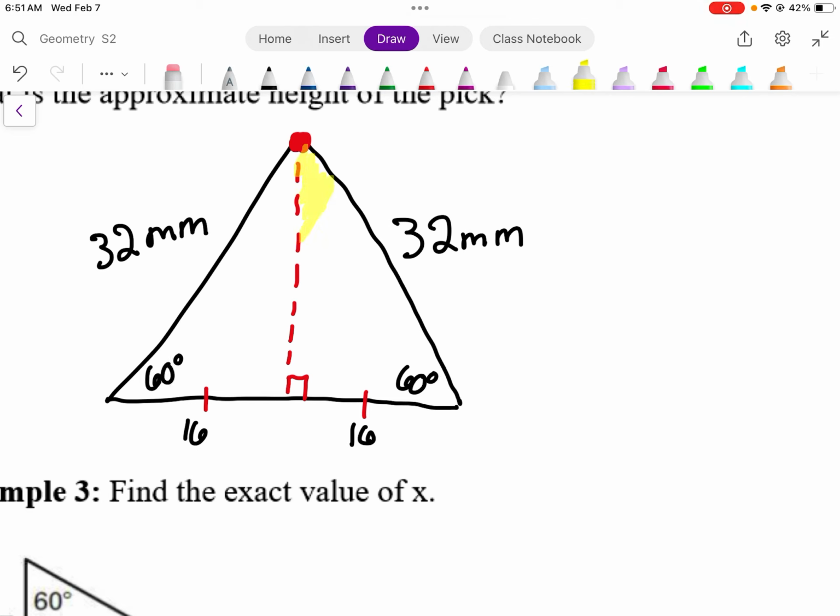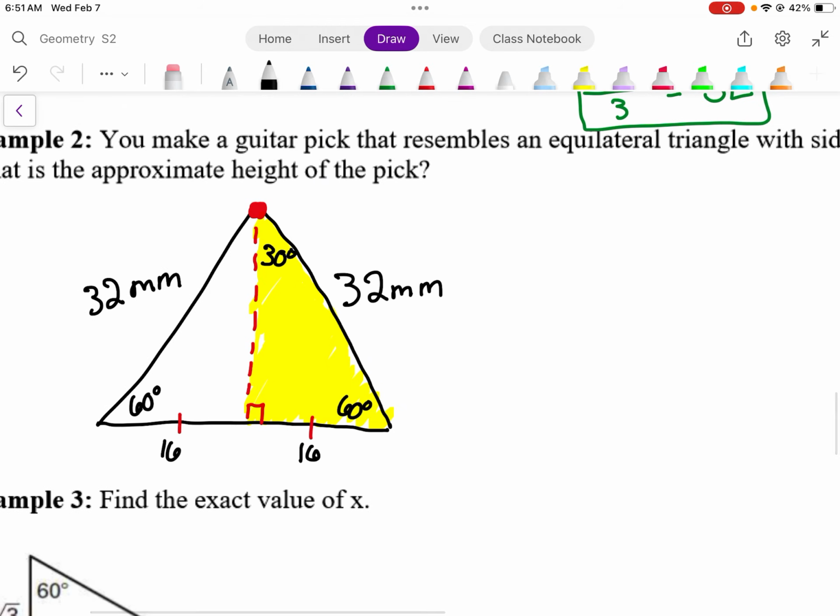And when we drew that altitude, we made two smaller triangles. And if we look at just one of those, we'll notice that it is going to have an angle that is 90 and an angle that is 60, which leaves this top angle of this yellow triangle to be 30. So we have a 30, 60, 90 triangle.